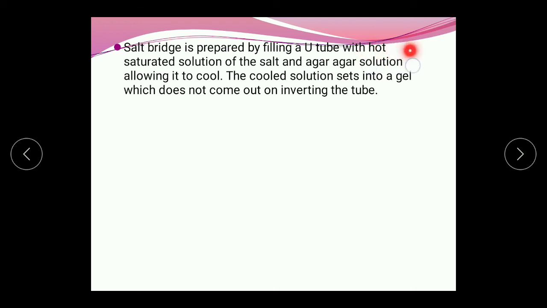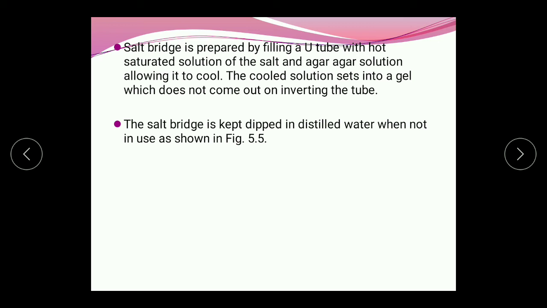It is taken in hot condition because the cooled solution sets into a gel which does not come out on inverting the tube. I am saying that it is a U-tube, but for connecting two cells it is inverted, that is an inverted U. Hence, when we invert it, the solution may come out. To avoid that, agar is taken. When agar is cooled, it gets converted into jelly material so that it will not come out. And the mouth of the salt bridge is closed by using glass wool.